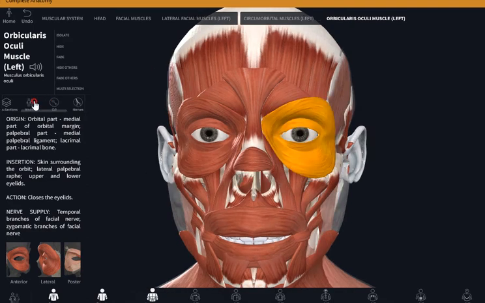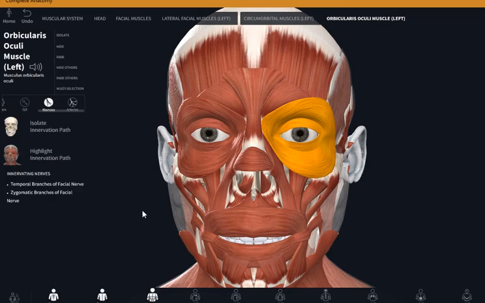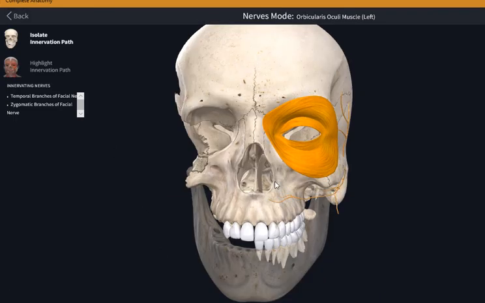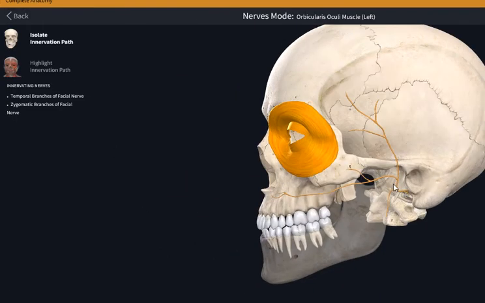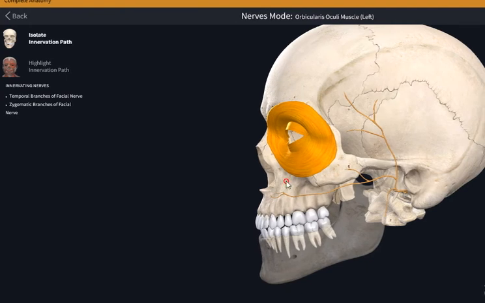So now let's see the nervous supply. For the nervous supply of the orbital part, we still realize that it's going to be this portion, the temporal portion and the zygomatic portion.